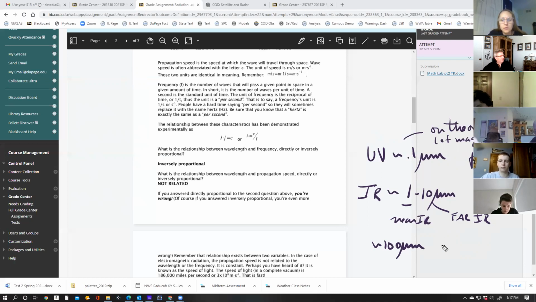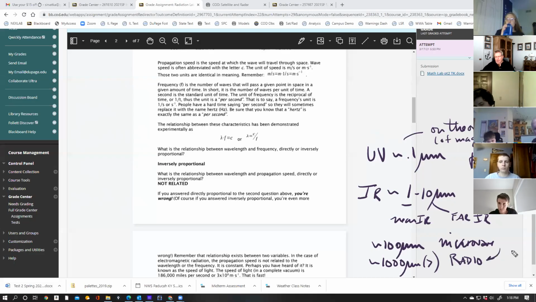What does it say? Microwave. That's what we call microwaves. Now, do you agree that micro usually means small? And that's getting on the bigger side. But that's because on the order of 1,000 or more, that's radio waves. So when we talk about microwaves, these are small radio waves, microwaves.